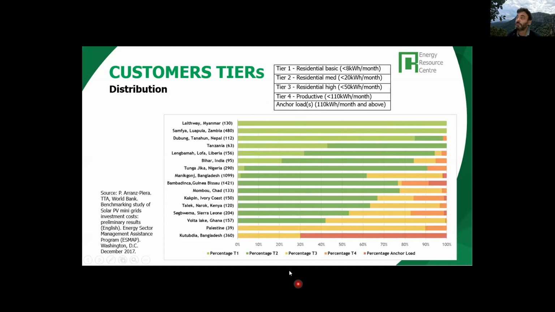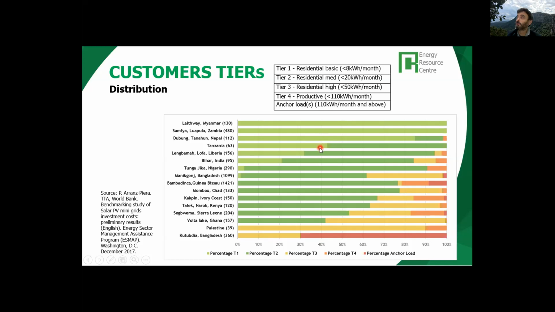For instance, in this last one, a mini grid in Bangladesh with 360 connections, you can see that everybody was in the higher tiers, residential high or even productive. So every customer here was consuming quite a lot.